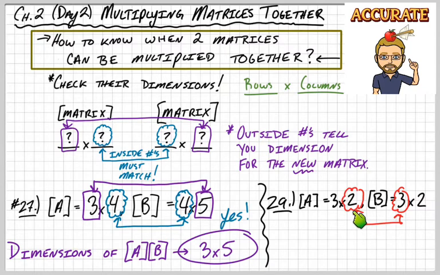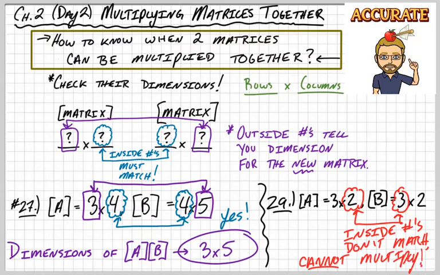So we've got a 2 and a 3 as our inside numbers. Number of columns on matrix A is 2, number of rows on matrix B is 3. So right away, you notice I put it in red here. That's a no-go. So our inside numbers don't match. We're done. We cannot multiply these two matrices together. So right away, if they don't match, can't do it.